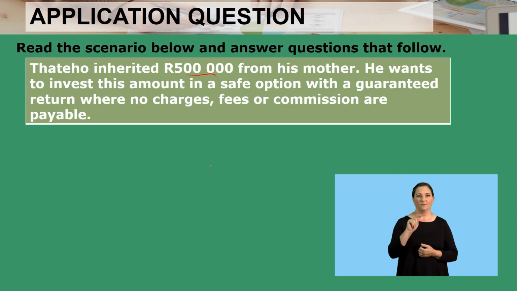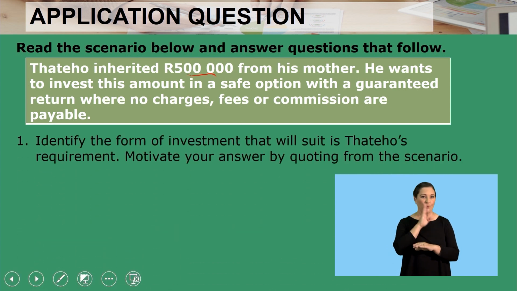Welcome back. Let us now look into your application questions based on your investment security, looking into forms of investment. The first part is to look into the instruction, which requires us to read the scenario below and answer questions that follow. We have Tadeo. Tadeo inherited 500,000 from his mother. He wants to invest this amount in a safe investment option with guaranteed returns where no charges, fees, or commissions are payable. Now, let us look into the question now.